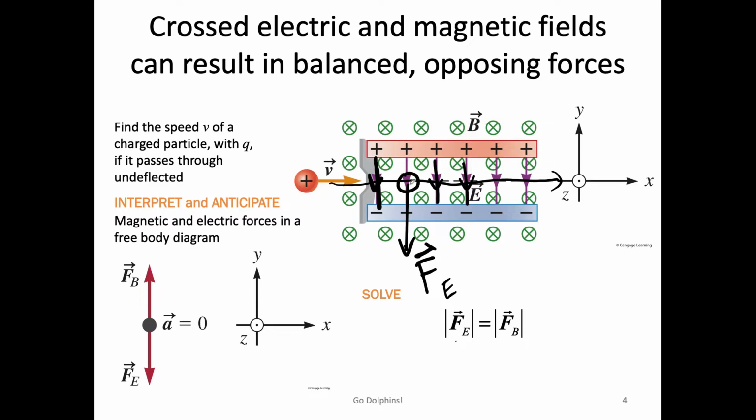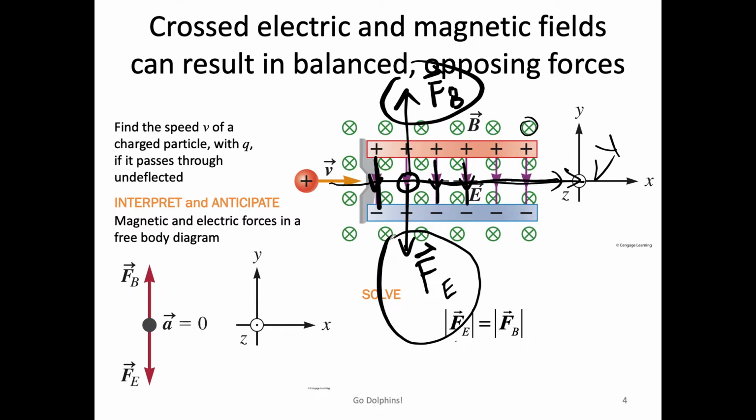And then we need to use right-hand rule to find out what's the magnetic force. So velocity is pointing in this direction, and for the cross magnetic field pointing into the screen, right-hand rule gives us magnetic force pointing up. So magnetic force and the electric force are pointing in the opposite direction. And we want the particle to move undeflected through this velocity selector device.